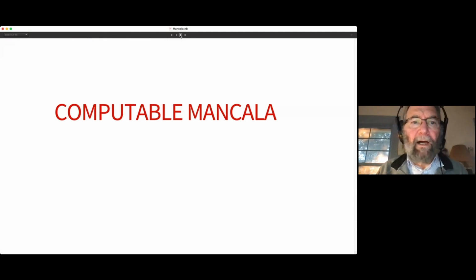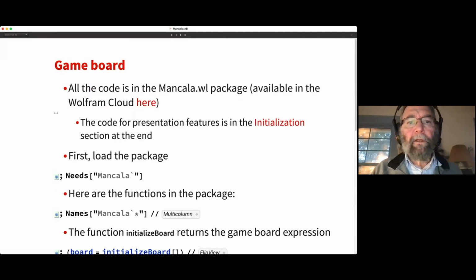Okay, so how do we make it computable? All the code that I'm using is in the package, the Mancala.wl. It's available in the Wolfram Cloud, and here is a link to it. Unfortunately, I was not able to upload that to the Big Marker website. Only the notebook is there, but here's the link to it so you can get there. There are a few presentation features in the initialization section at the end of the presentation notebook, so the code is there for those.